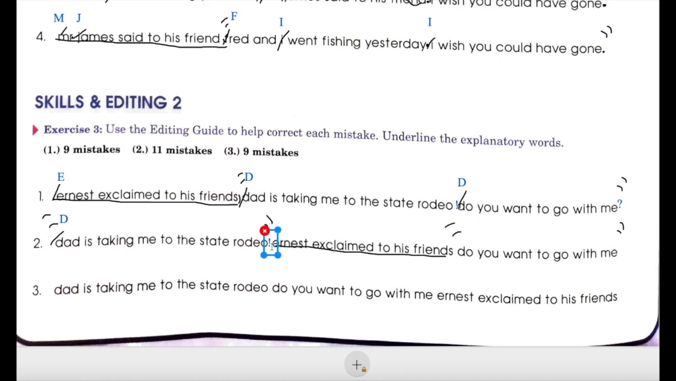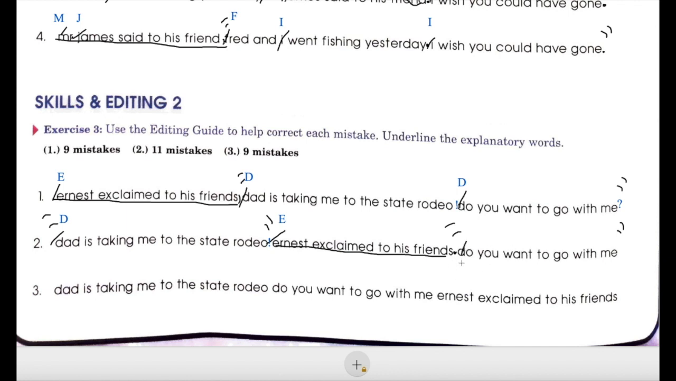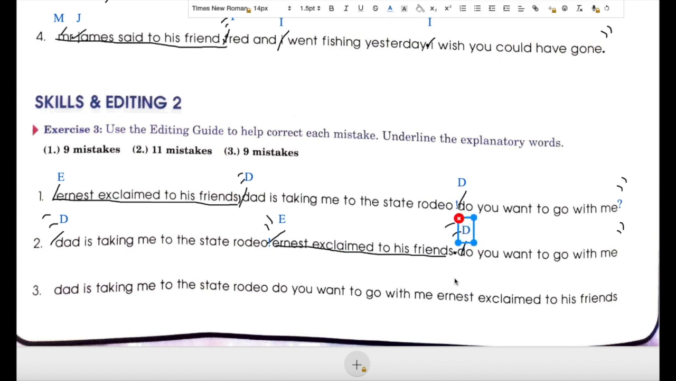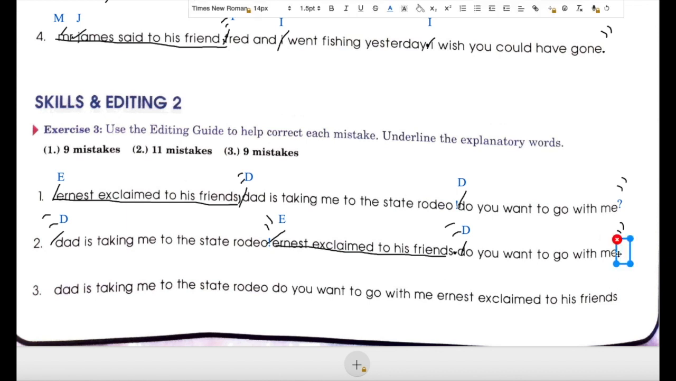We need our ending punctuation. It is an exclamation point because it says Ernest exclaimed. Capitalize the E in Ernest. Put a period at the end of the sentence. Capitalize do. It's the beginning of the next sentence and it's the first word of the quote. Do you want to go with me, put in a question mark because it's a question.